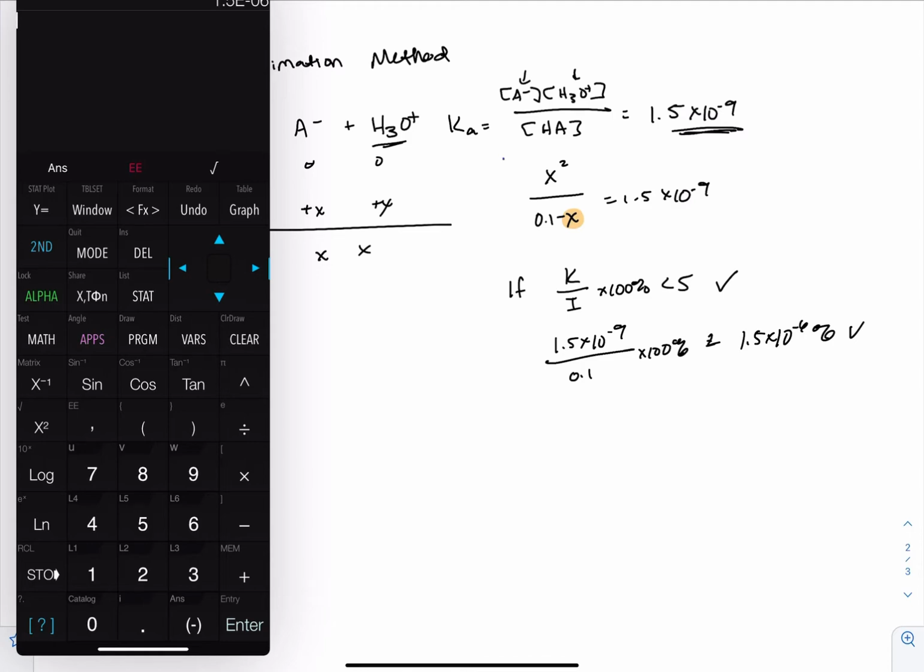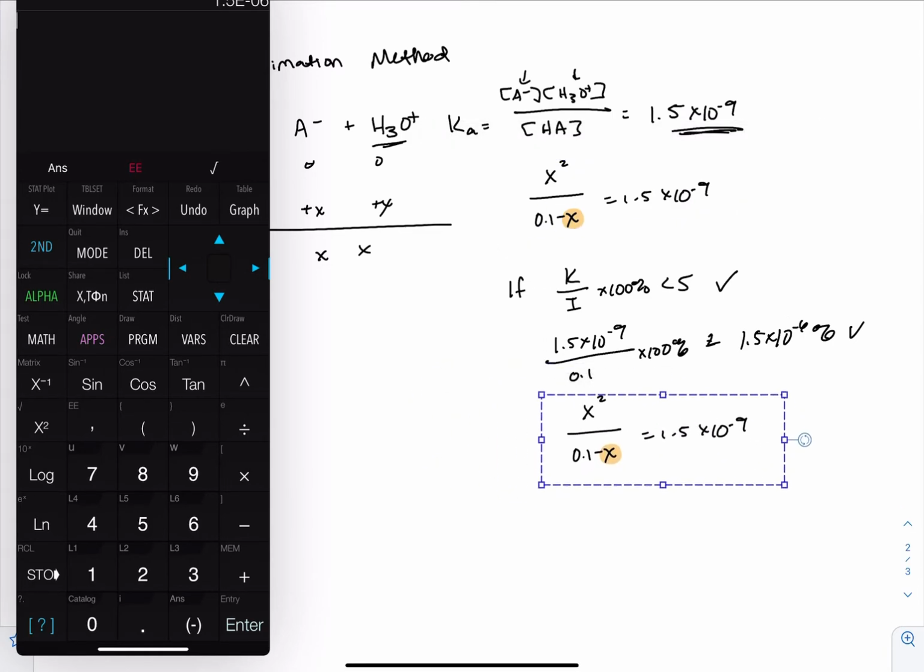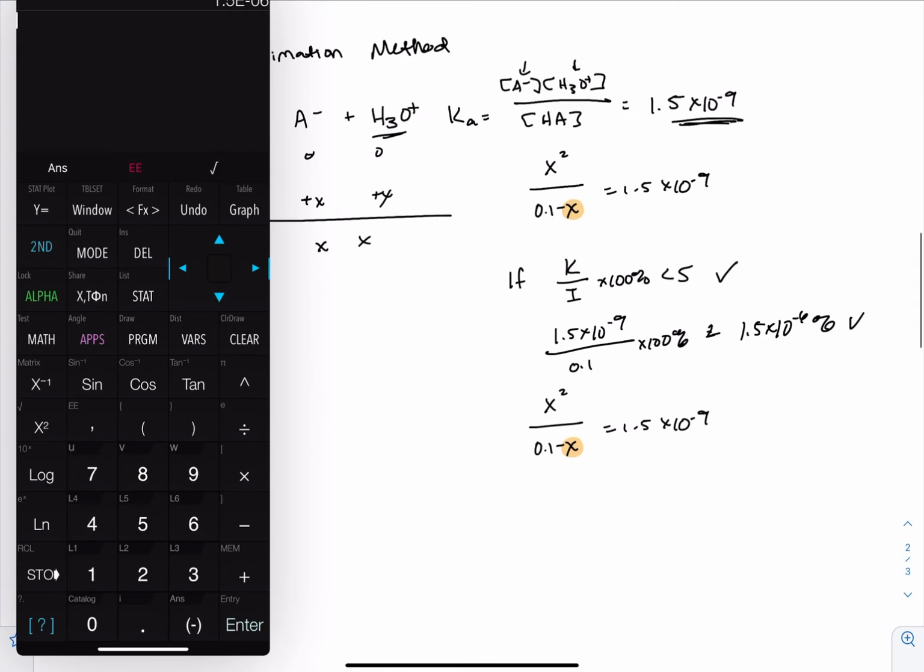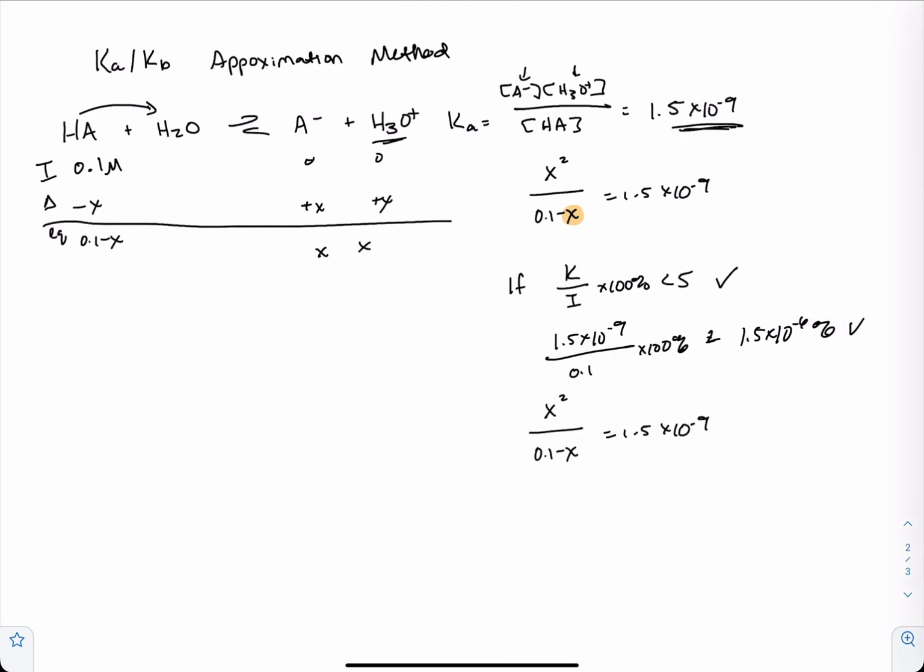So what that means is that I can say that x never existed. So I can say that that x and that minus x never existed. Now you can see where the math is really easy.